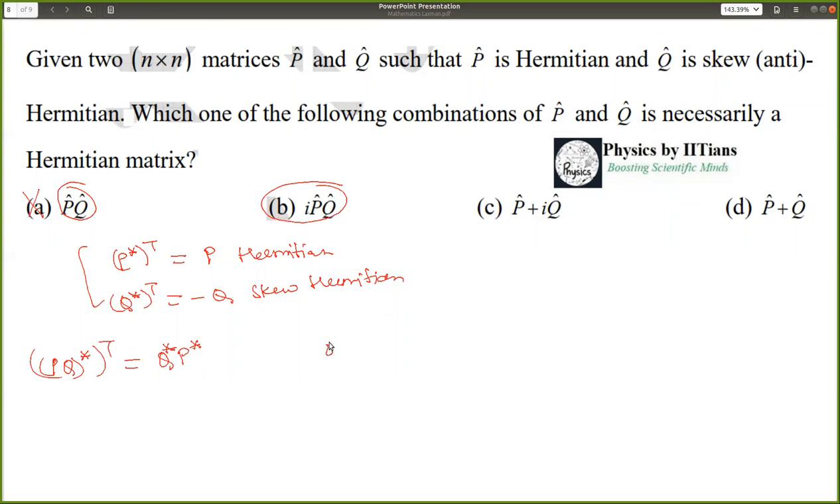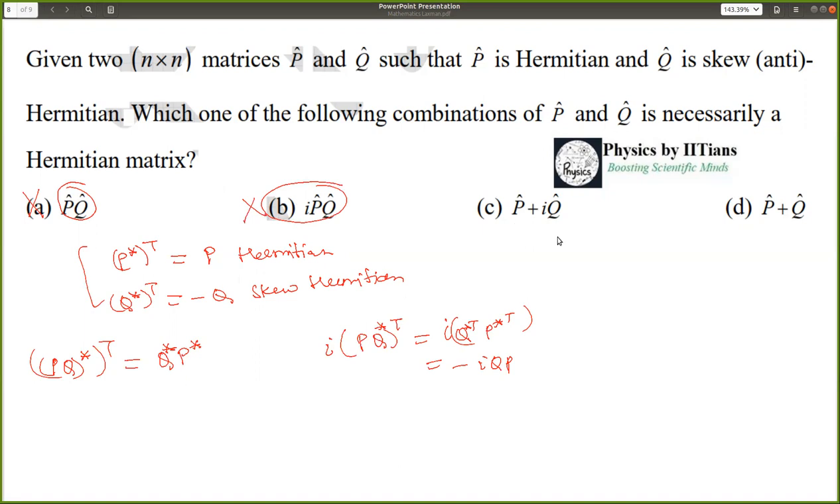Again, you can take this as an example. Here again the iota term will be outside, and you can take the PQ term here and take the conjugate transpose. So it will be Q conjugate transpose, and again P conjugate transpose, times iota here. Now Q conjugate transpose will be equal to minus Q, and the P conjugate transpose will be equal to P. So it will be minus iota times QP. This is not equal to iota times PQ. So it is also not a correct answer, and you can ignore this statement.